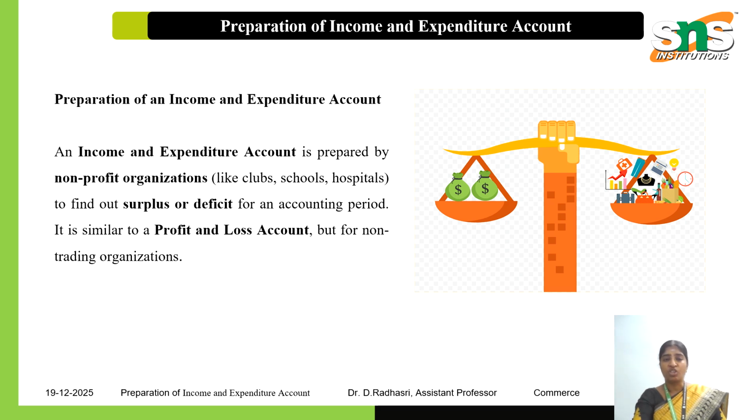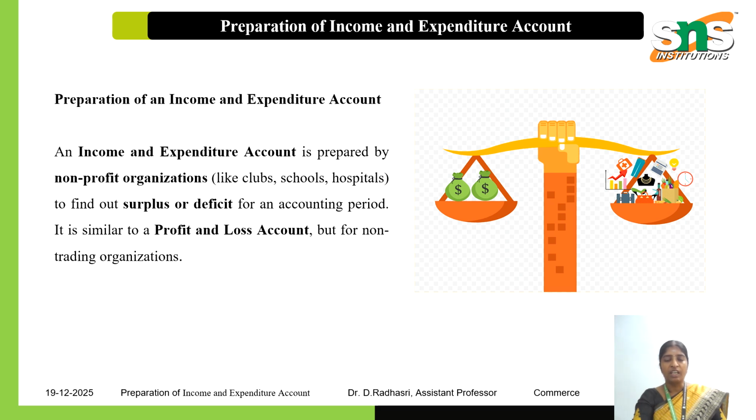In that way, the income and expenditure account is prepared for non-profit organizations like clubs, schools and hospitals to find out the surplus or deficit of the accounting period. Generally we take the balance sheets of five years. We want to know which year is being recorded, as in a trading organization. But in a non-profit organization, the profit and loss is handled as surplus and deficit. This is the profit and loss we have to get in the proper way.